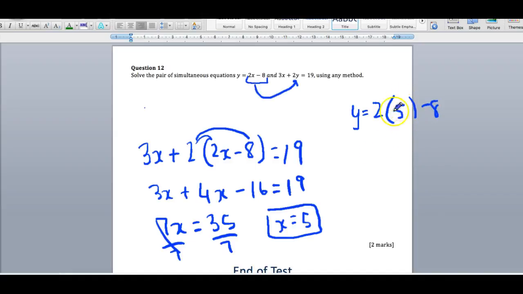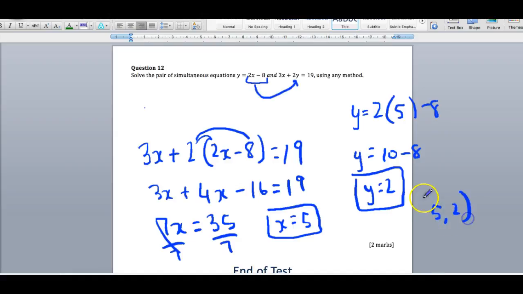I've got a habit, whenever I do substitution, of using brackets, because if it's a negative number, just make sure you don't make any errors. So 2 times 5 is 10. And y equals 2. Okay, so our point, if you wrote it as a set of coordinates, that's fine as well. 5, 2.